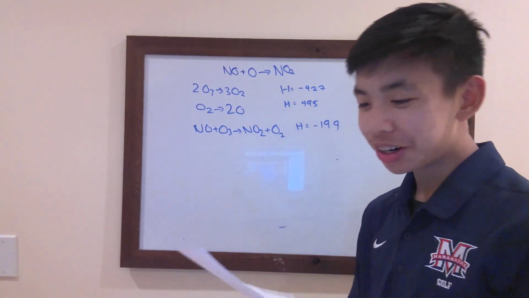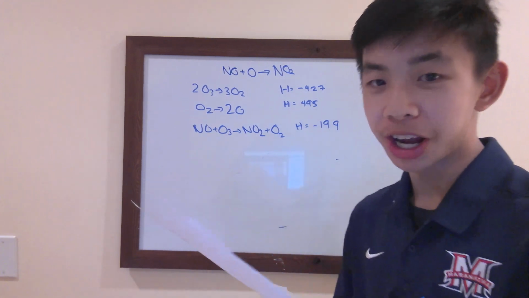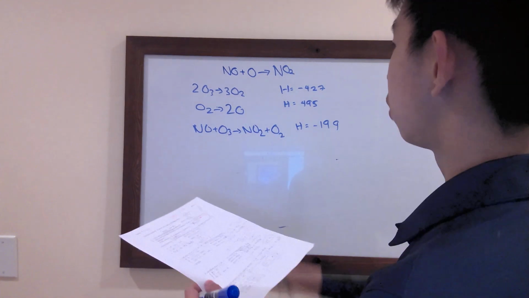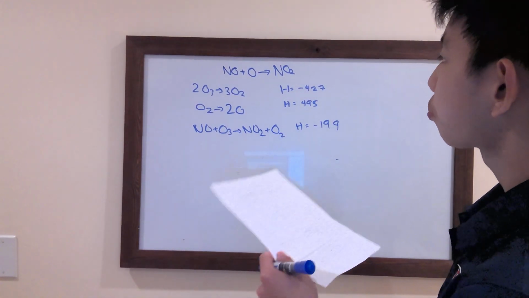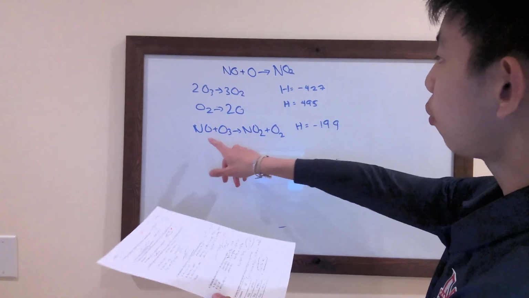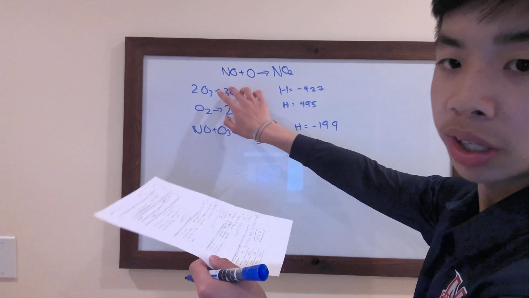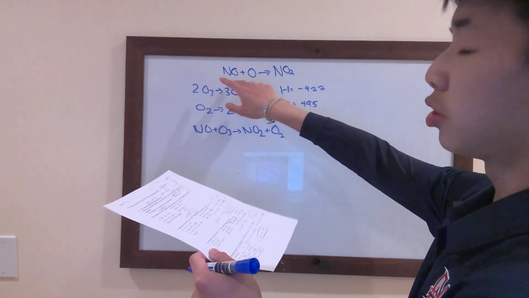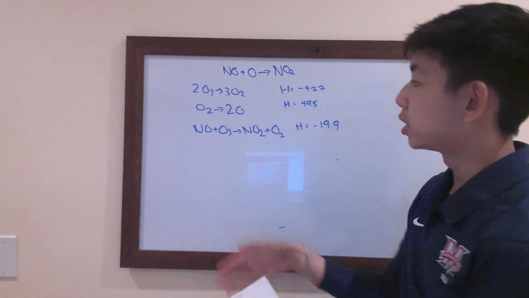Round number 4. Calculate the heat of reaction for NO plus O gives us NO2. We have these two equations, so let's cancel out first. There's an NO right here, and there's an O. We need this NO and this O to be on the reactant side.